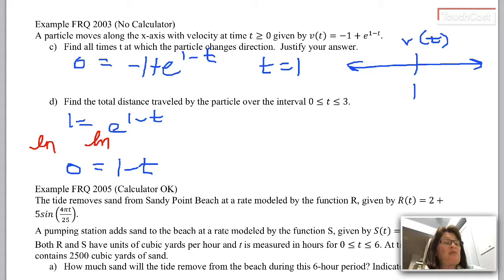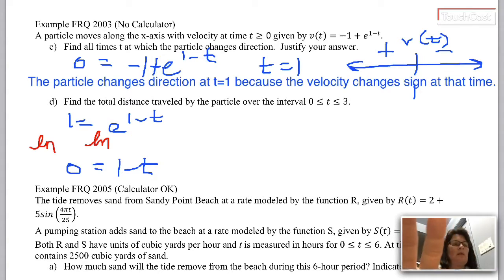I'd have the square root of e minus 1, which is positive. And if I use a number bigger than 1, let's say I had 5, I'd have e to the 1 minus 5, e to the negative 4. So 1 over e to the 4th plus a negative 1 is going to be negative. So my velocity does in fact change sign at t equals 1, and that's how I would write it up. I wrote: the particle changes direction at time t equals 1 because the velocity changes sign at that time.